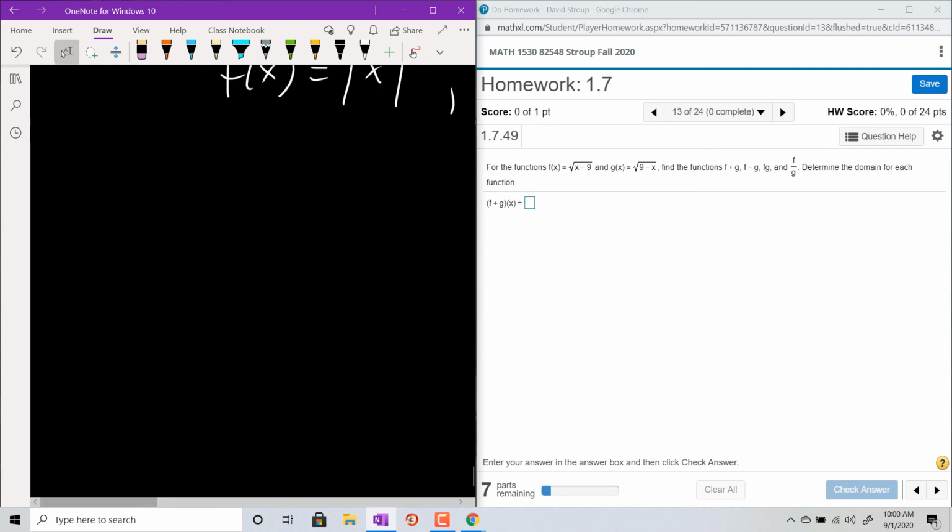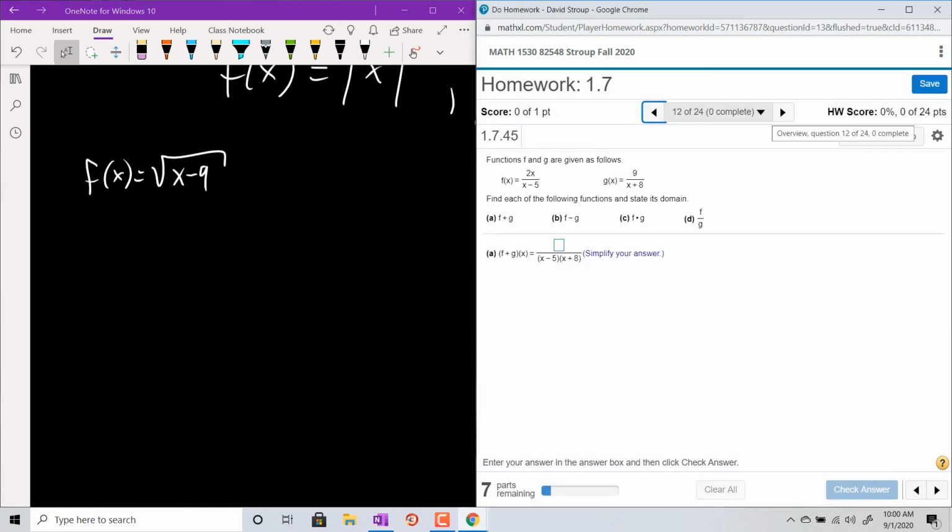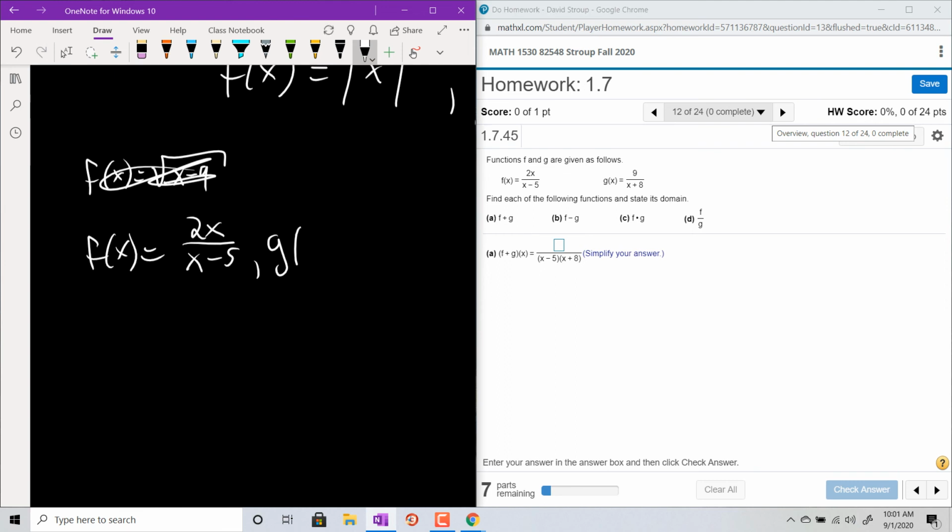Okay, so for the functions, they give us two functions, f of x equals square root of x minus 9. I already did this one, so let's move backwards to a different one. Instead, f of x equals 2x all over x minus 5, and g of x equals 9 all over x plus 8. First, find f plus g of x.